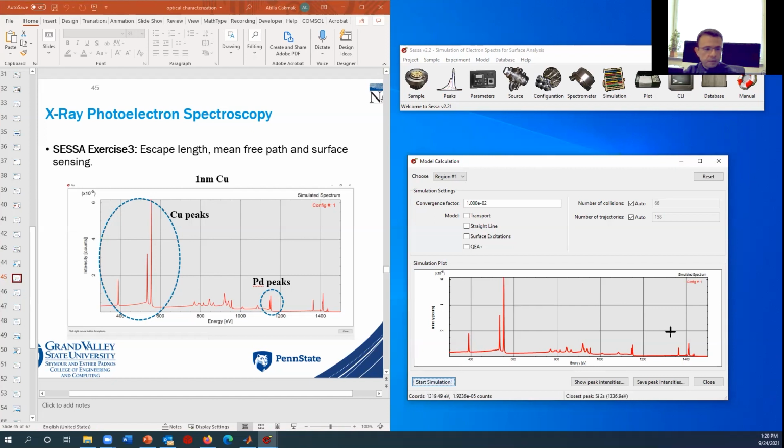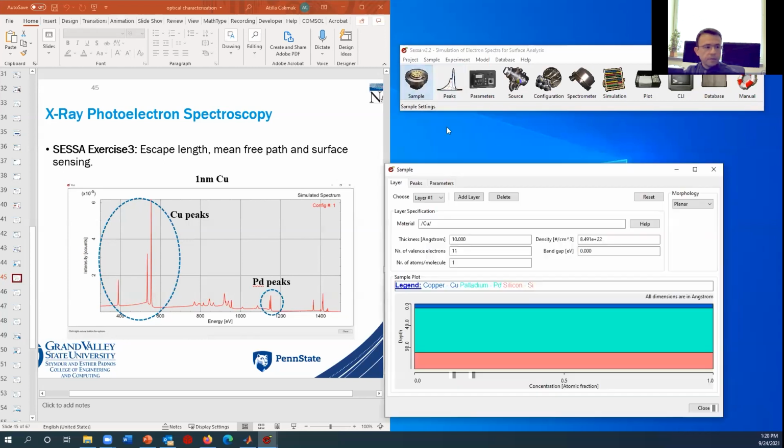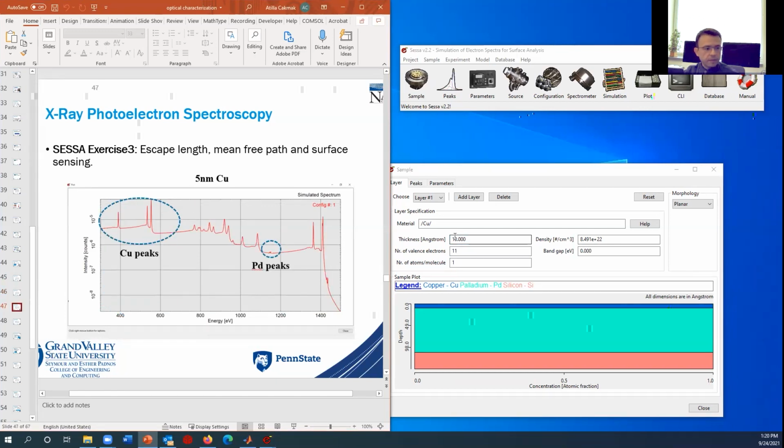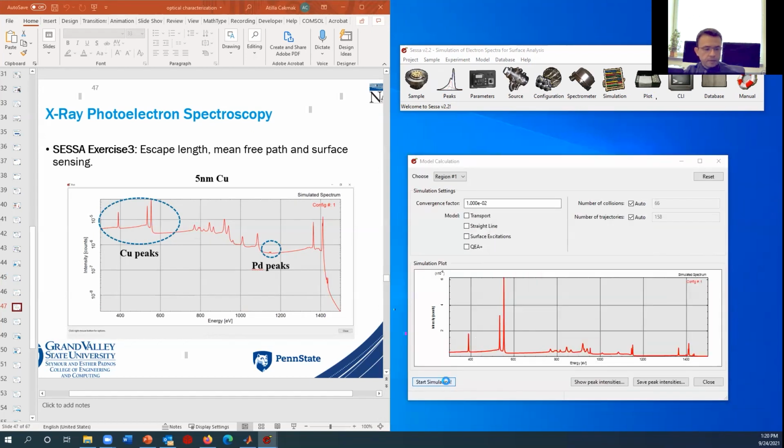These are copper peaks. And I can see the palladium peaks in here. Yeah, they're small, but I can still see them. Now let's do it for thicker copper at the top. So what kind of a thickness did I select? 2 nanometer. We can go to a bit more, 5 nanometers. So let's just say 50 angstroms at the top and start the simulation again.